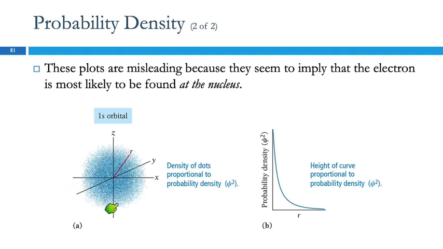So this would be the plot, and this would be probability density versus r. So there's a problem with this, because this shows the highest density at the nucleus, but the nucleus is the place where the electron cannot be. So this is not quite right.